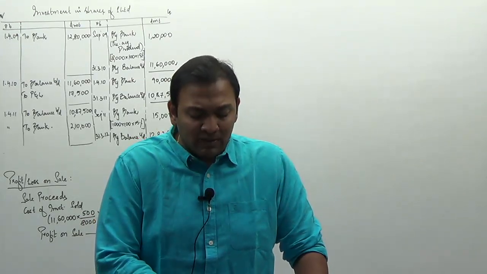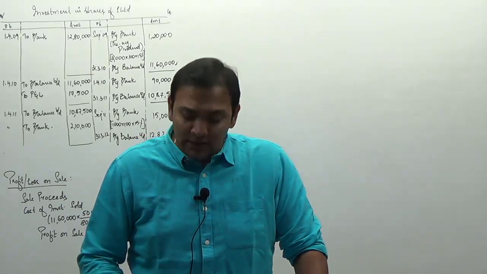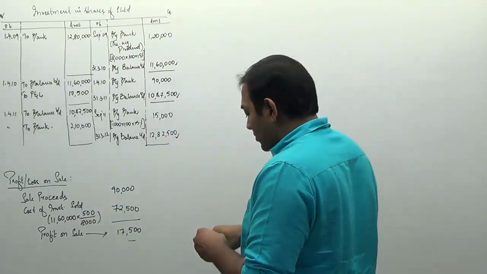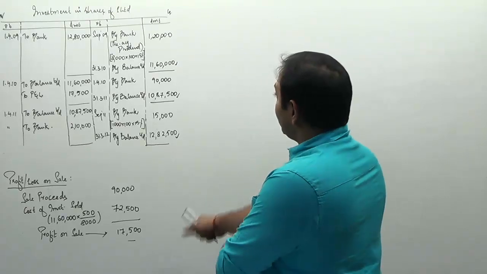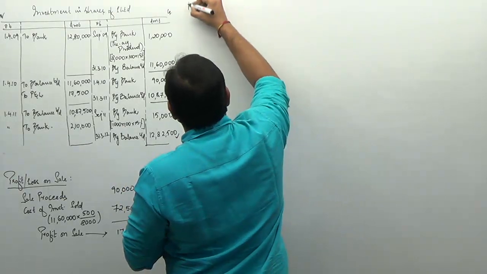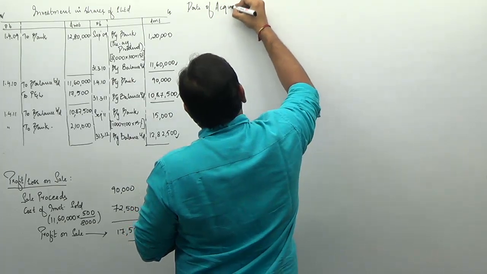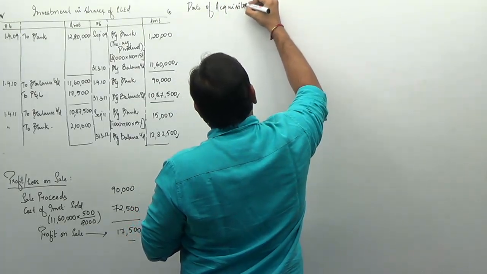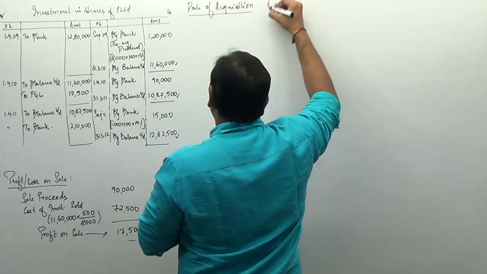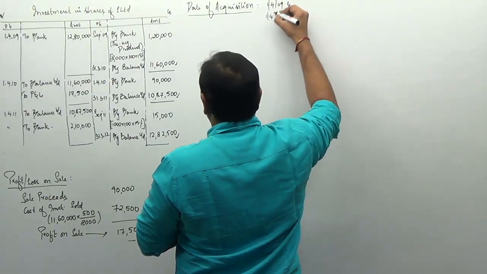On 1/4/2009, the balance of the P&L is 5 lakhs, out of which again he has to pay 3,50,000 rupees as dividend. So let's start solving. I have multiple dates of acquisition here. Date of acquisition: I have two dates of acquisition, one on 1/4/2009 and the second one on 1/4/2011.